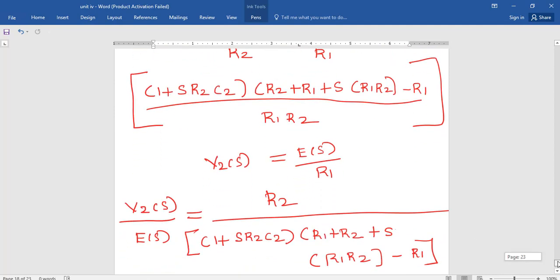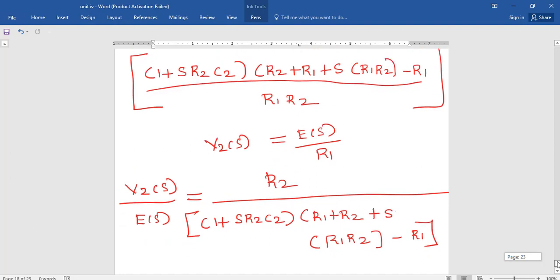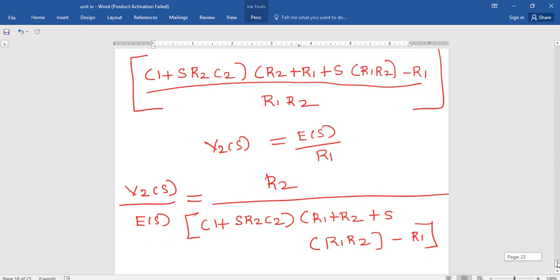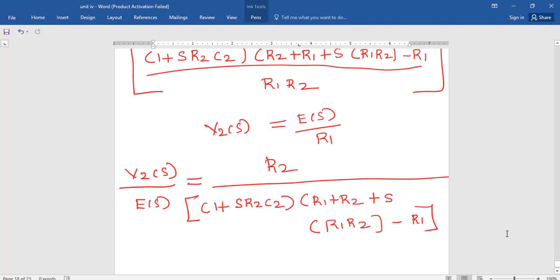If you rearrange the equation, our objective is to obtain the Laplace transform of output by input. The Laplace transform of output is V2 of s. The Laplace transform of input is E of s. Our aim is to obtain the Laplace transform of output by the Laplace transform of input. If you rearrange the equation in V2 of s and E of s, you will get the transfer function as this. Now we have successfully obtained the transfer function for a given electrical circuit.